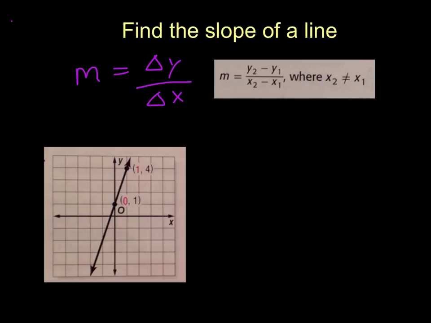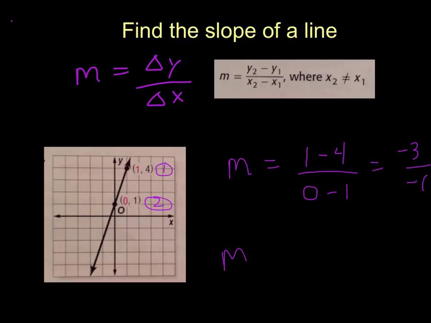And in this one, I'm going to make this my first set of coordinates here, and this my second set of coordinates. So I've plugged those numbers in. So here this 1 was the y in the second coordinate, and then 4 was the y in the first coordinate, and 0 was the x in the second coordinate, and 1 was the x in the first coordinate. So once I solve that out now, I get 1 minus 4 is negative 3, and 0 minus 1 is negative 1.